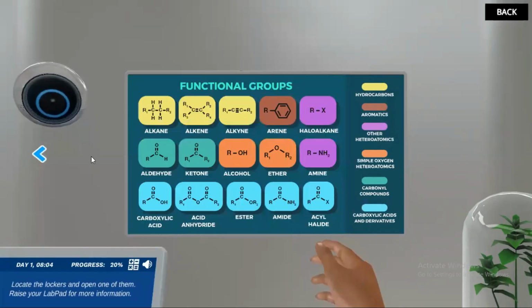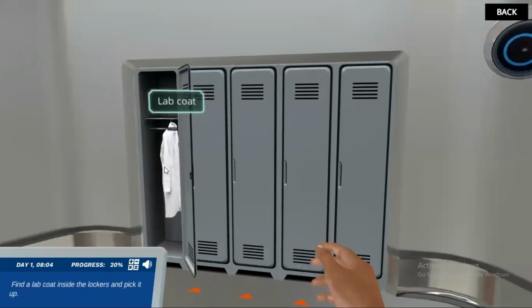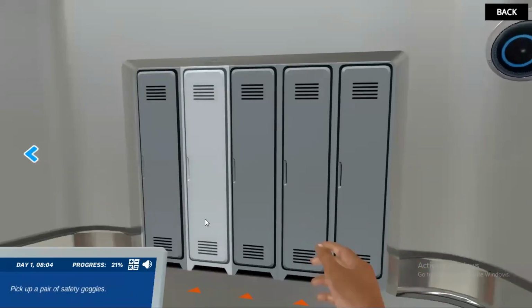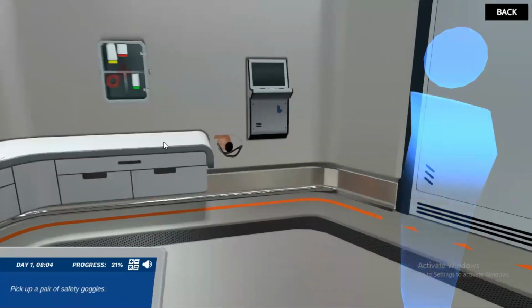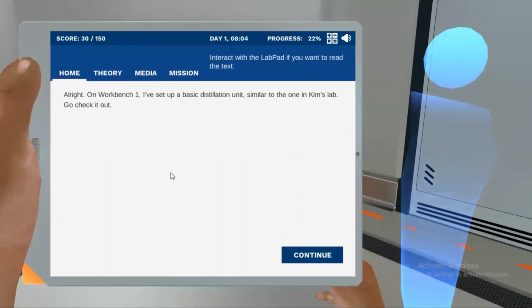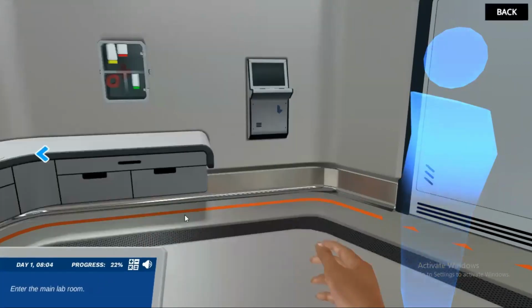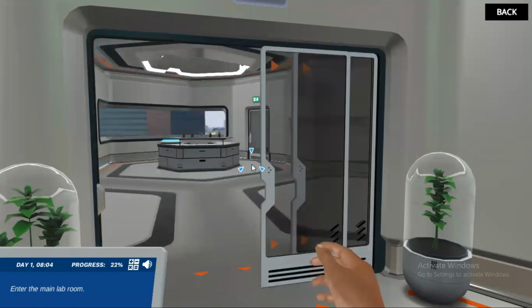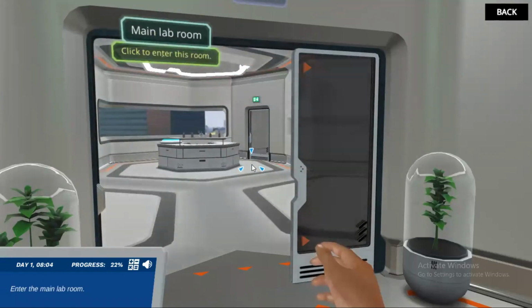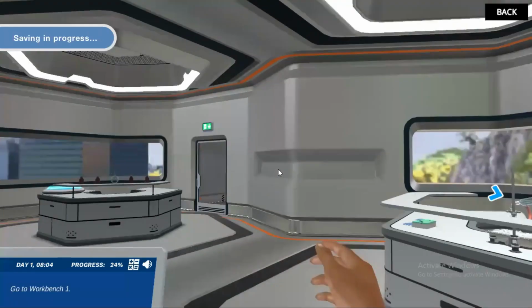Locate the lockers and open one of them. Raise your lab pad for more and find a lab coat inside the lockers and pick it up. Pick up a pair of safety goggles. Alright, on workbench 1, I've set up a basic distillation unit, similar to the one in Kim's lab. Go check it out. Enter the main lab room. Go to workbench 1.